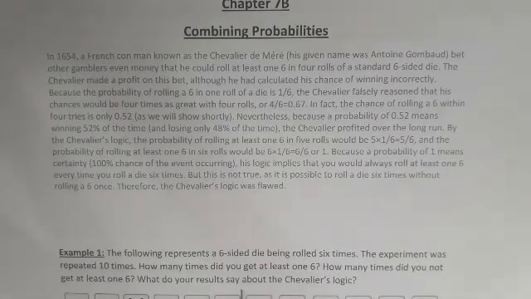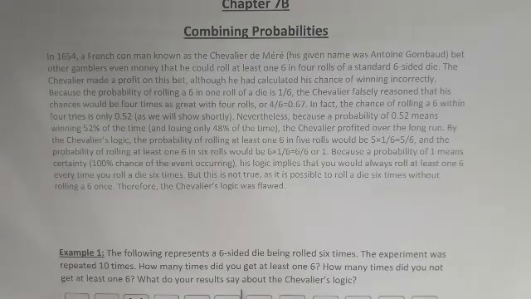So in 1654, here's the thing copied and pasted from the book, pretty much. There's a French con man. His name was Chevalier de something, I don't know French, so I'm probably going to butcher it. Chevalier de Mere. His given name was Antoine Gombaud. He bet other gamblers even money that he could roll at least one 6 in 4 rolls. So he's going to roll the dice 4 times, and at least one time a 6 will come up. He's talking about a standard 6-sided die. We're assuming it was a fair die.